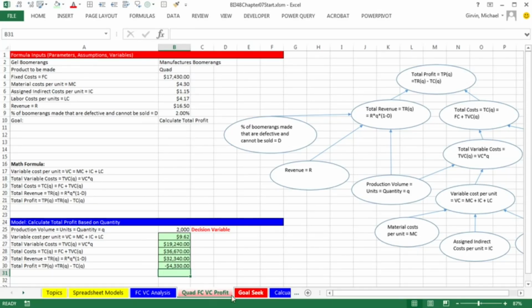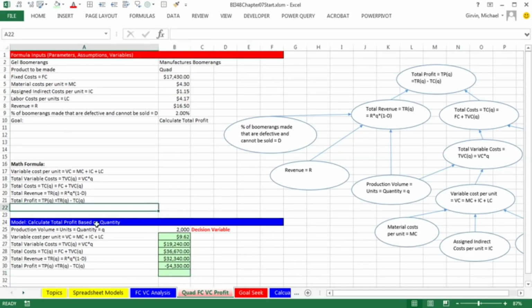Now we've already worked in this workbook and created our model on this sheet, and we did goal seek on this sheet over here. But we want to come back to the quad, fixed cost, variable cost, profit sheet, because I want to create a new math formula and a new formula down in our model that actually calculates break-even units. Now, last video we used goal seek and changed the quantity and the price to figure out what the break-even point was. That's the point at which we make exactly zero profit.